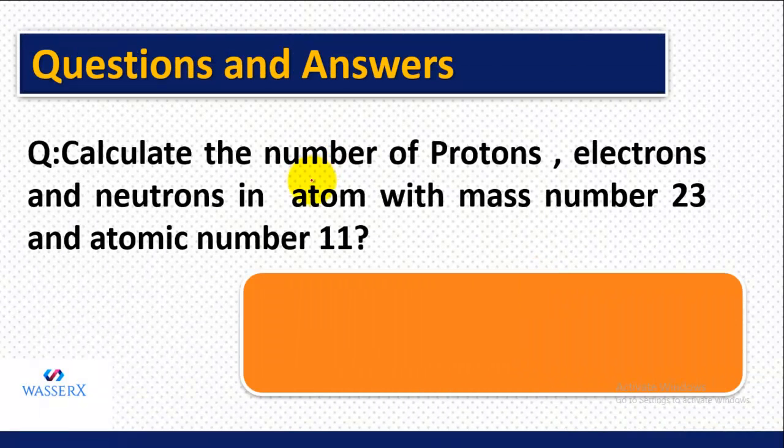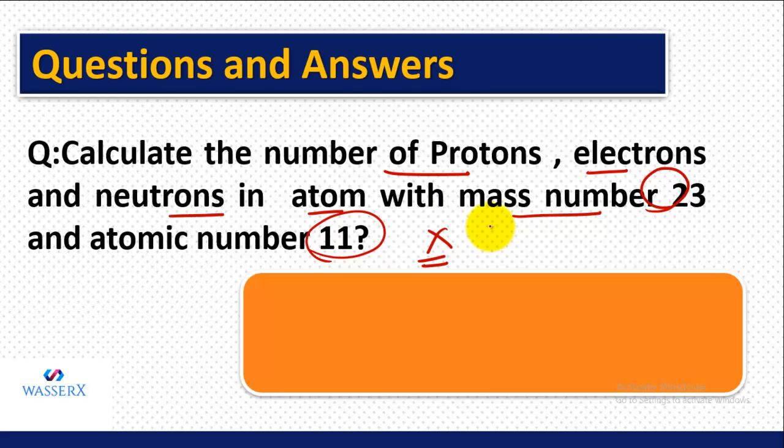Second question we have is, calculate the number of protons, electrons and neutrons in an atom where the mass number is 23 and the atomic number is 11. So we have any atom, let's take it as X, and its atomic number is given. What is the atomic number? Atomic number is 11. And the mass number is given, which is 23. So we need to find protons, electrons and neutrons.